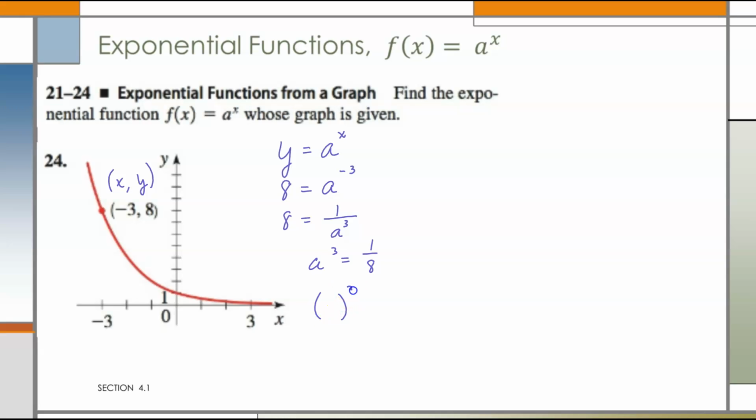What do I cube in order to get 1/8? What do we cube in order to get 1/8? Yep, we cube 1/2. So that's our base, 1/2. Okay, so we have f of x is equal to base 1/2 to the x power, or an alternate form, that we want to be able to go back and forth between the two, would be 2 to the -x.